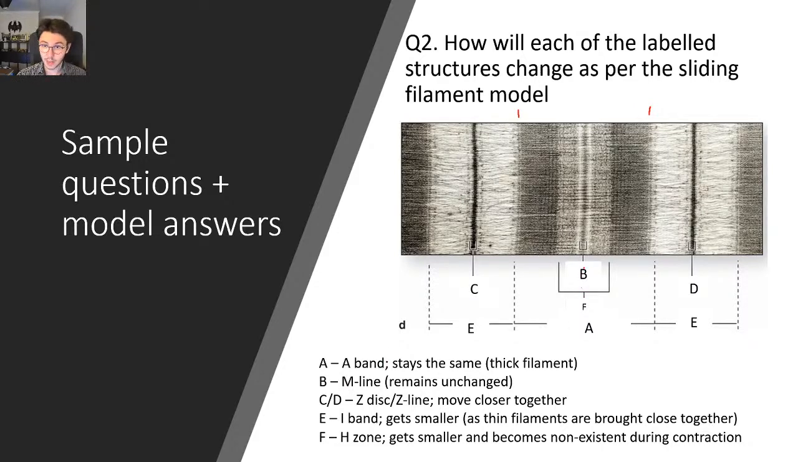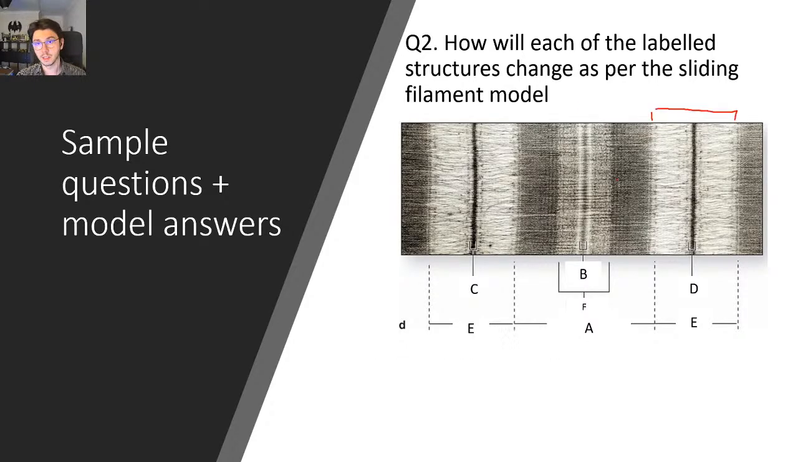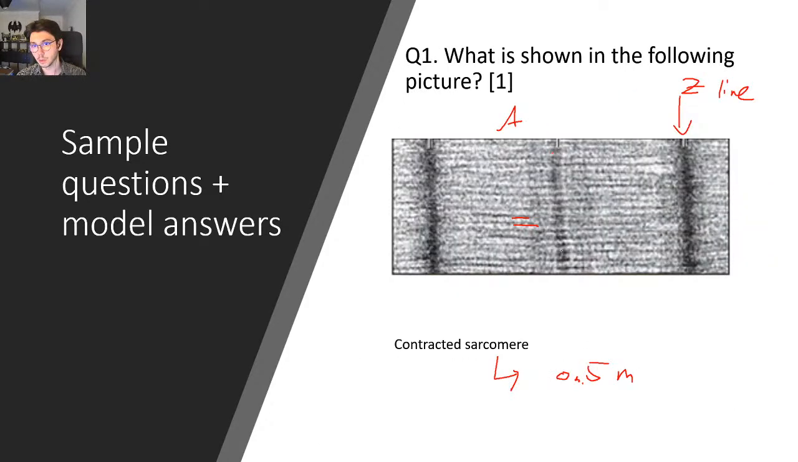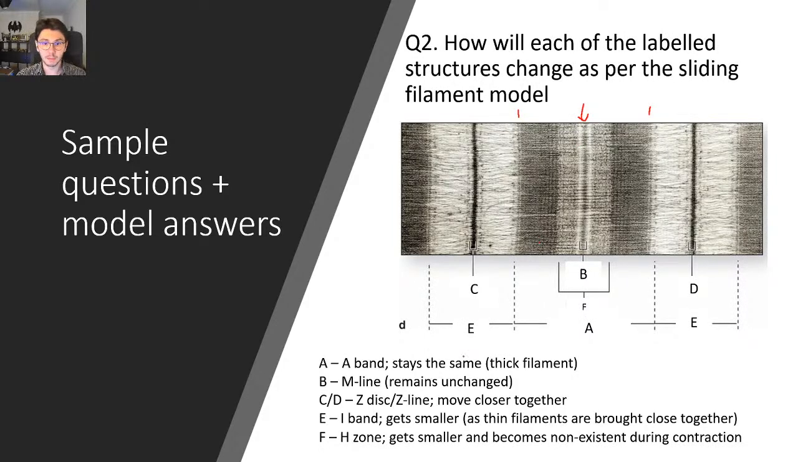B is our M line. So this here is the M line. And that remains, as we saw here, the M line remains. That's the M line. And the M line demarcates the middle of the thick filament, right? It's the middle, and it's also the middle of the sarcomere.